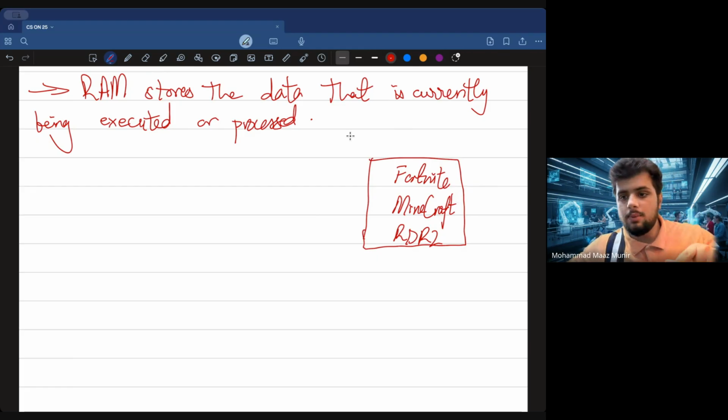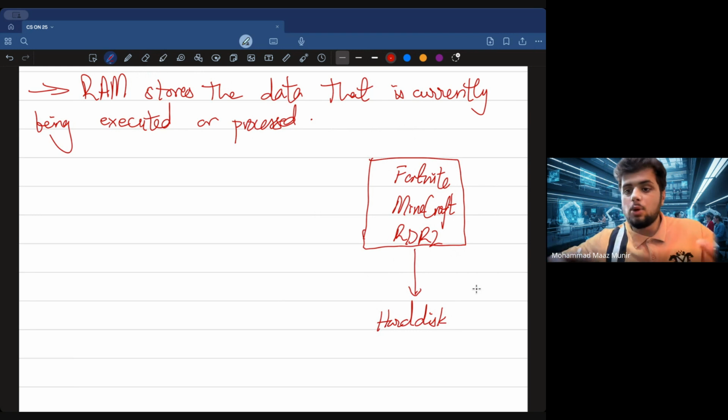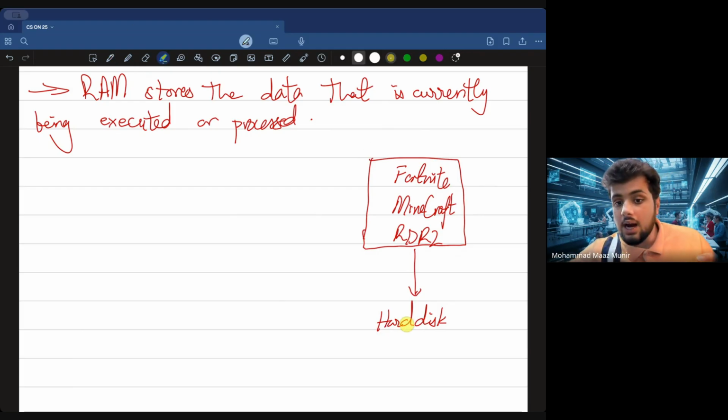अब वो space जो इनको मिलती है, that is basically given by your hard disk. So these games are basically stored in your hard disk. जब हम बोलते हैं ना कि your laptop or your phone has 128 GB storage, 256 GB storage, we are referring to basically hard disk.